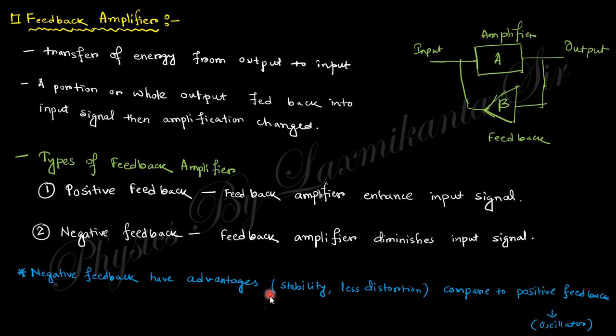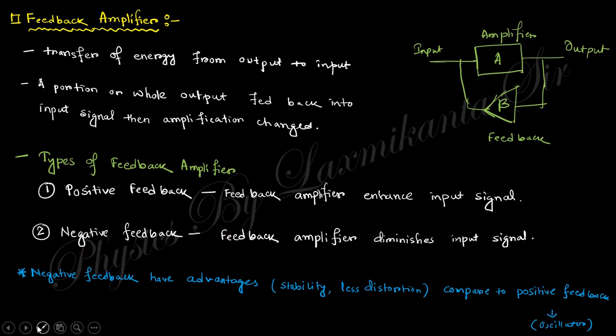But negative feedback has some advantages like stability and less distortion compared to positive feedback. And for positive feedback, an oscillator uses positive feedback. So there are uses of negative feedback as well as positive feedback depending upon our needs. If you want stability and less distortion, you need to use negative feedback. Where you want to build an oscillator, you need to use positive feedback. So this is the purpose: where we use negative feedback and where we use positive feedback, depending upon the use.